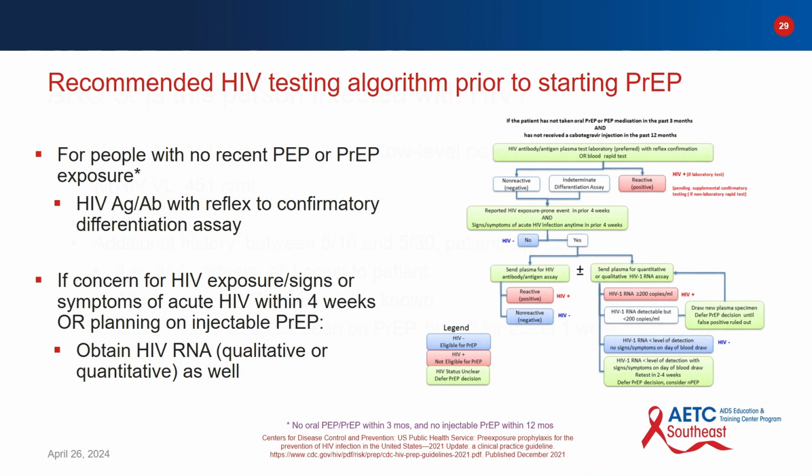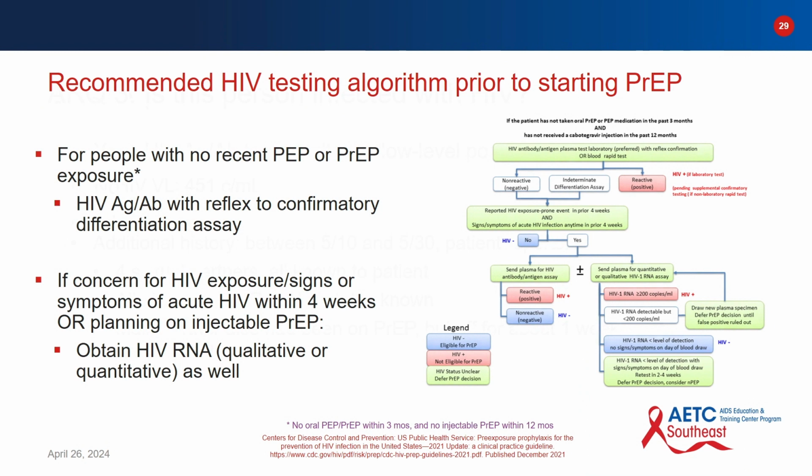If, however, there is concern that the individual in question may have had a recent HIV exposure, or if they have signs or symptoms of acute HIV within the previous 4 weeks, or if you're planning on using injectable pre-exposure prophylaxis, they do recommend obtaining an RNA simultaneously. So at the same time that you send off that antigen antibody test, because remember the window period for the RNA is shorter than it is for the antigen.